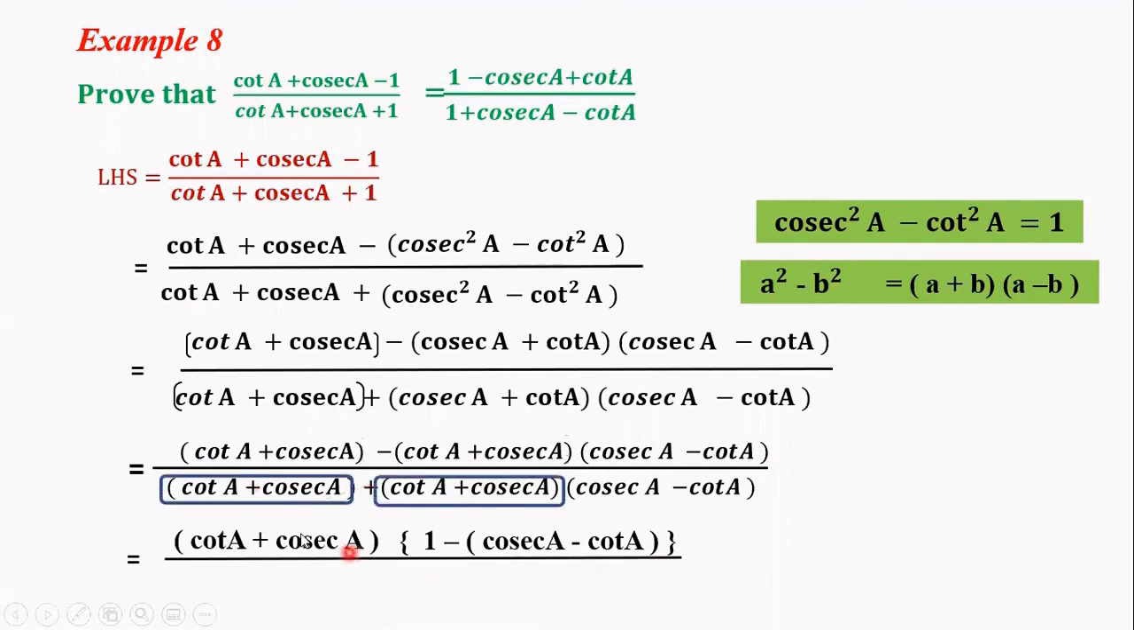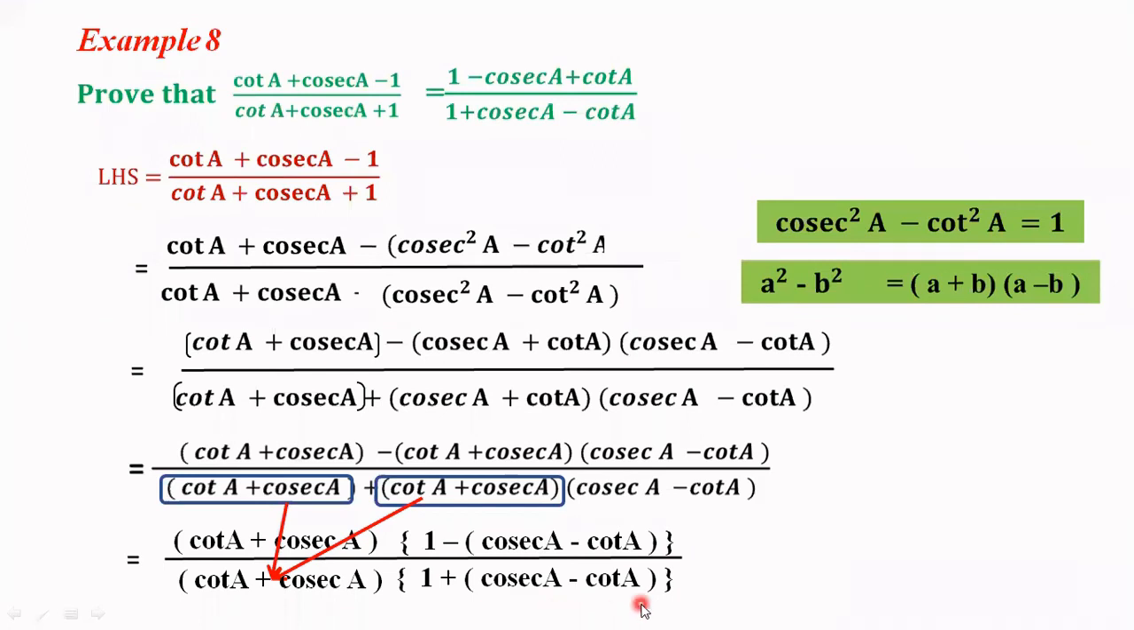Similarly, let's take cot A plus cosec A common from both the terms in the denominator and keep it here. Cot A plus cosec A common here. Let's write the remaining part. In the first term, this part is already there in common, so nothing is left over. So we put 1. Plus is here. And in the second term, this one, cot A plus cosec A, is already there in common. So leftover portion is cosec A minus cot A.